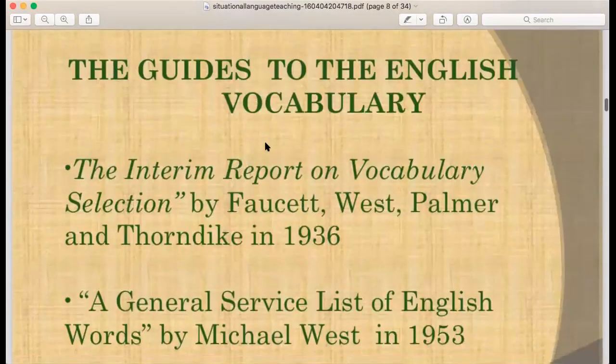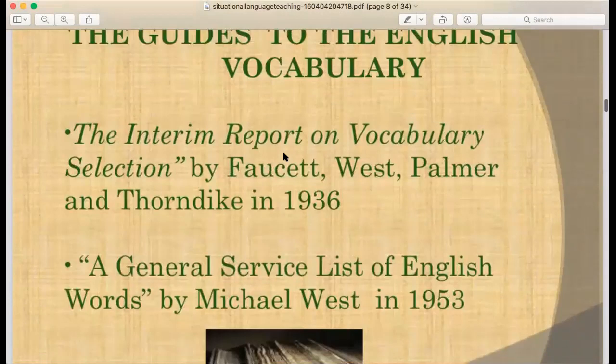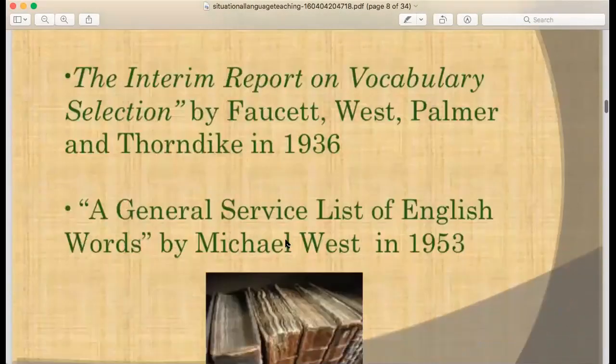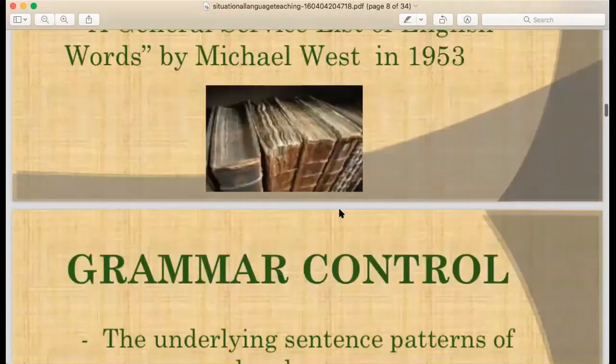Now these are the guides. These are the books that were developed for this method. One is the Interim Report on Vocabulary Selection, by Palmer. And the General Service List of English Words, by West.